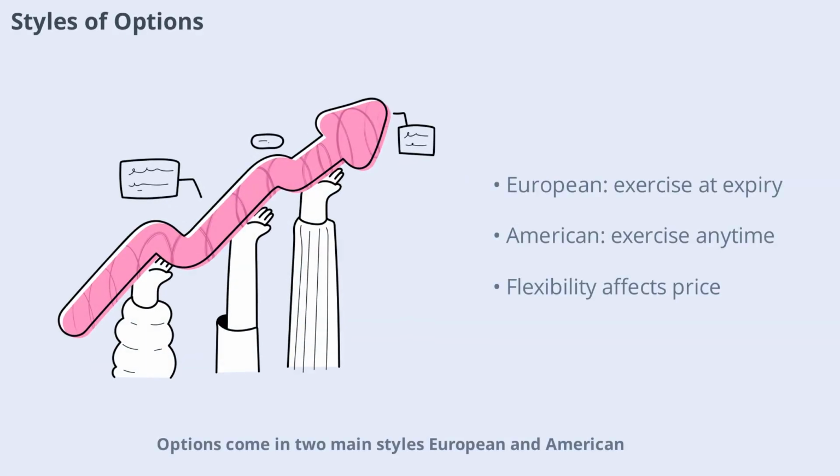Options come in two main styles: European and American. European options can only be exercised on the expiration date, offering less flexibility but are common in currency markets. American options can be exercised at any time up to expiry, providing more flexibility. On exchanges, you can also sell your option in the secondary market before expiry, regardless of style. Generally, American options are priced higher due to their added flexibility.